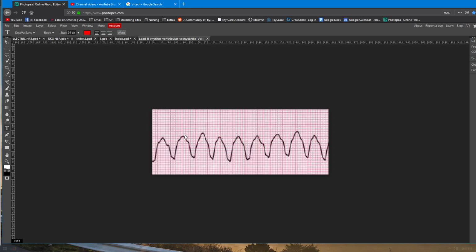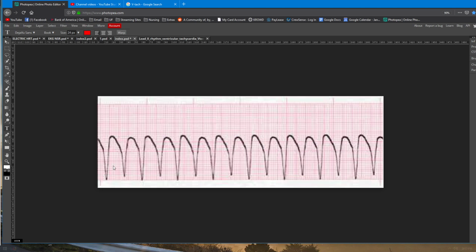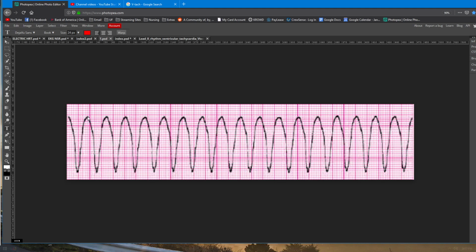So you see how it keeps going up and down. It's kind of like a wave. It just sends waves and waves and waves right here. These are all just different viewpoints of the heart, okay?